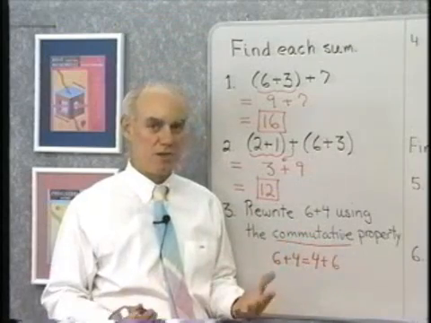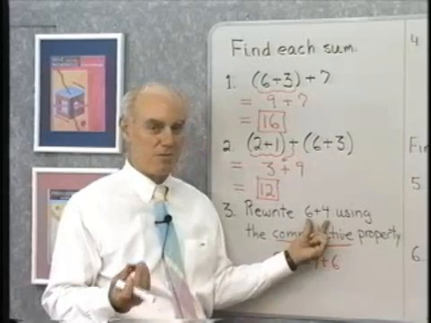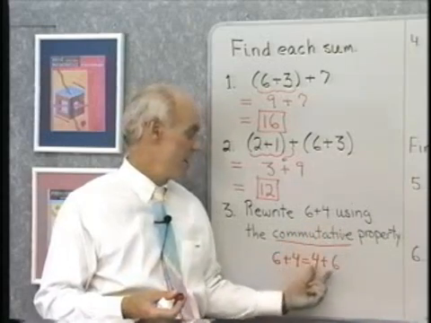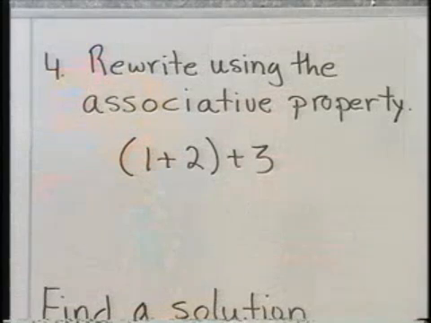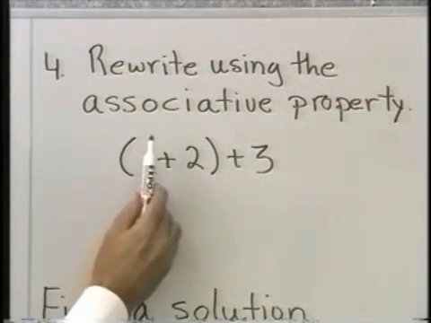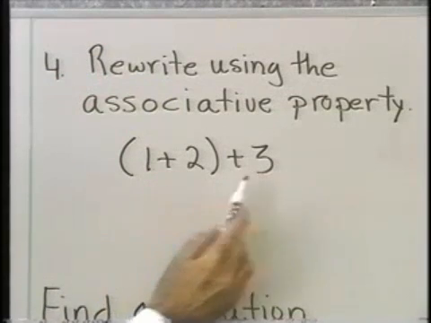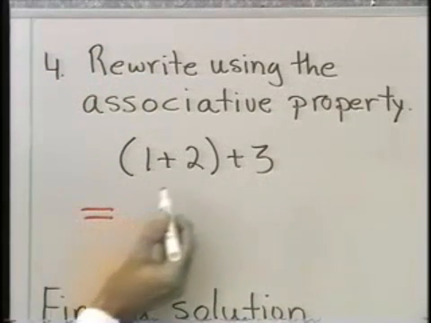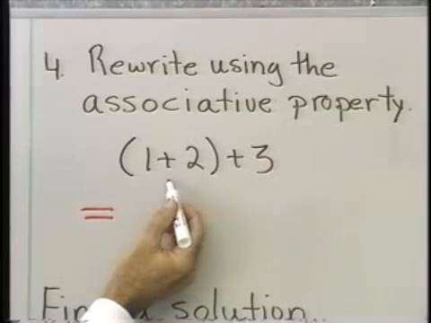So we're trying to get used to these properties of real numbers by taking expressions that we may know the answer to, but that's not significant in this case, and rewriting them using those properties. Here's our next problem. Problem 4, we want to rewrite using the associative property, and I've written the quantity 1 plus 2, plus 3. Now the associative property says that we can change the grouping of three numbers in a sum without changing the result.